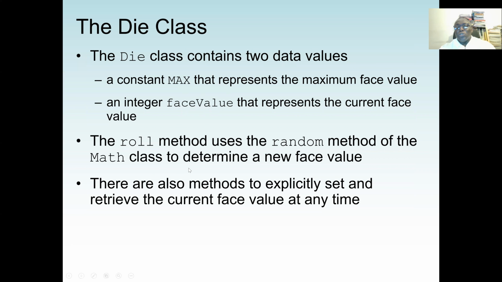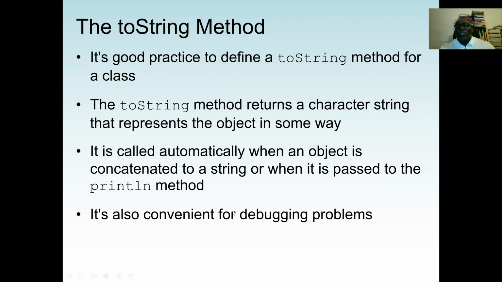Then the roll method uses the random method, as we saw, because we want to generate a random number from 1 to 6. So use the random method of the Math class to determine a new face value. And there are also methods to explicitly set and retrieve the current value at any time, which is the set method, the mutator, and the get method, the accessor. Then also we need a constructor that will initialize our object for us. We also use the toString method. This, again, we don't need to use.